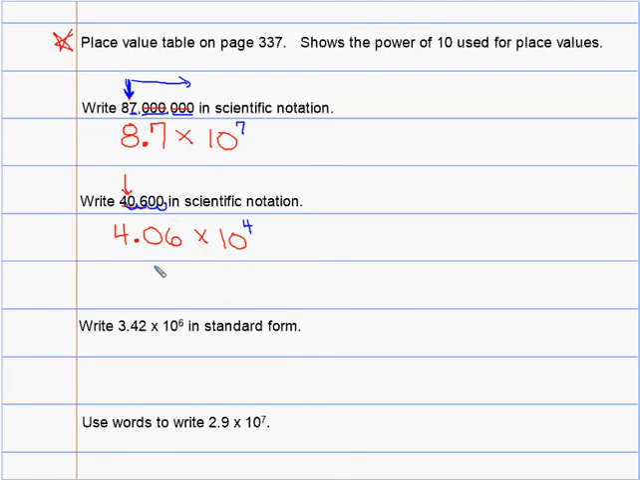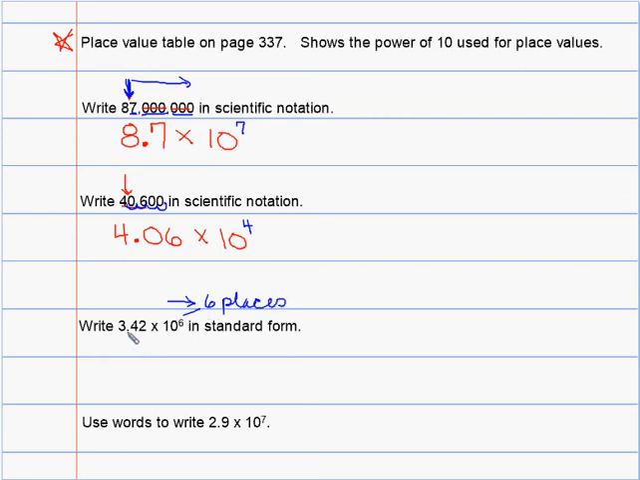Now we're going to reverse that process when we write 3.42 times 10 to the 6th in standard form. So scientific notation is that coefficient times a power of 10. And standard form, or decimal form, is when we get rid of the times 10 to the 6th. So we've done multiplication problems with powers of 10, and you know that when you multiply, you move the decimal to the right the exponent number of places.